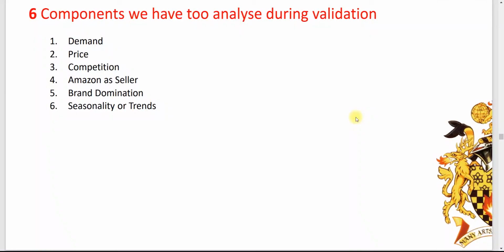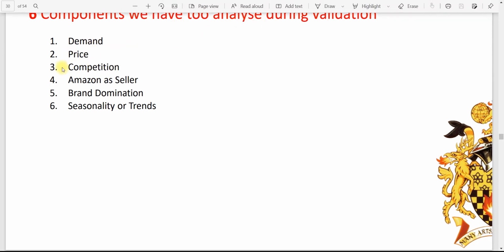Before we jump into the tools and usage of the tools and going live, I should give a brief and short overview again of these components that we will be focusing on in all these lectures. So the 6 components we have to analyze during validation are demand, price, competition, Amazon as a seller, brand domination, and seasonality or trends. We haven't discussed all of these, but again in slides I will show you some examples.